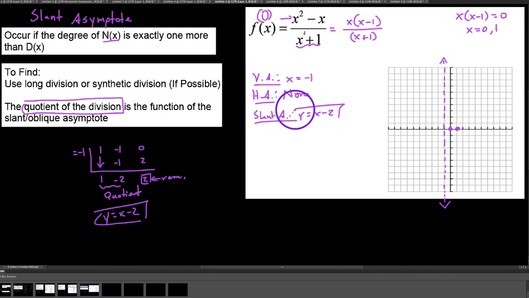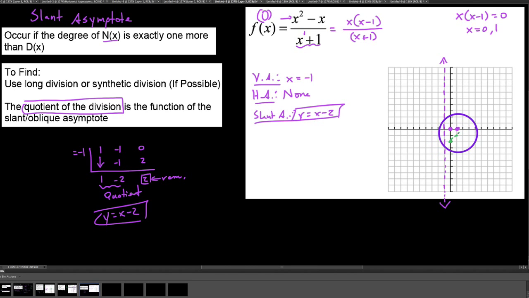So again, if you have top heavy in degree, just by 1 degree more on the top than the bottom, then what we'll do is either synthetically or long divide, and that quotient will always be the equation of the slant asymptote. I'm going to put this into a different color because I don't want to confuse this for points on the graph. If I were to graph it, I would go down 2 on the y-axis, that's our intercept, and it has a slope of 1.